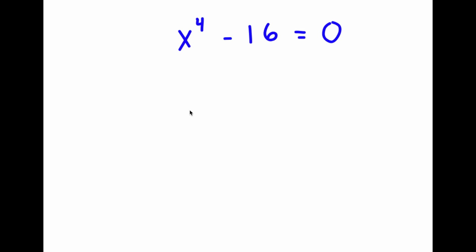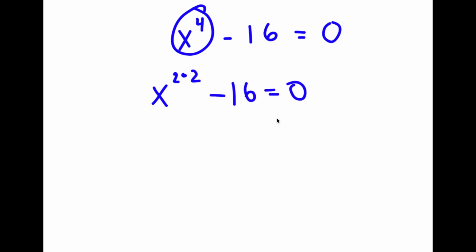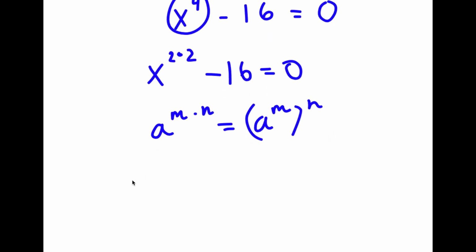Alright, so in this problem, I have x to the power of 4 minus 16 is equal to 0. So what I'm first going to do is rewrite x to the power of 4 as x to the power of 2 times 2. And if I have something in the form a to the power of m times n, this is equal to a to the power of m to the power of n. So x to the power of 2 times 2, that's going to equal x to the power of 2 to the power of 2.